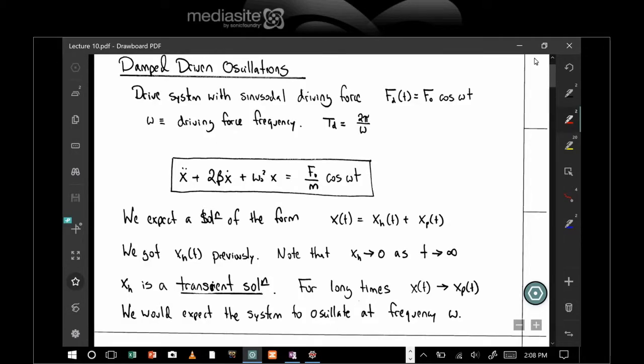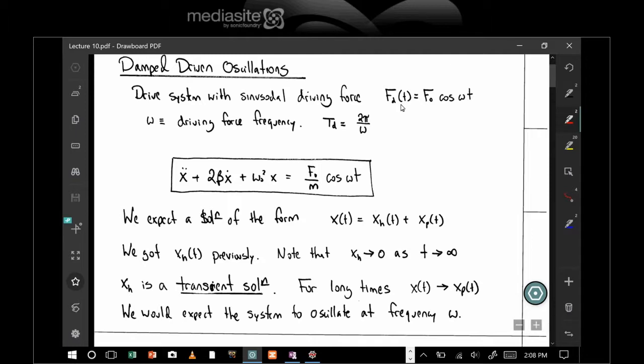Today I'd like to talk about damped driven oscillations. So what I'm going to have is a damped oscillator system like what we did before, except the difference is I'm going to have some driving force acting on the system. So F_d of t is some force as a function of time that drives the system.